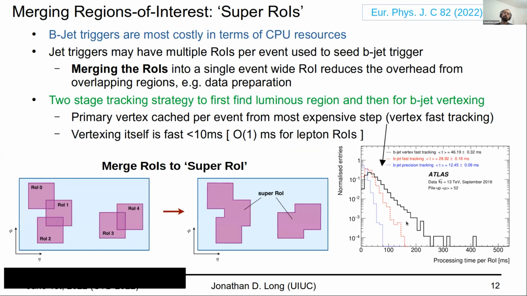One final thing that we do to optimize b-jet triggers, because they're really the most costly in terms of CPU resources, is that for these jetty events, you might have overlapping regions of interest, and we don't want to duplicate work in those overlapping regions. So they're merged together in what we call super ROIs. And then we run tracking all at once in that region together. We also cache the vertex position for the event, so we don't have to keep computing that. That's a relatively expensive step. But then the vertexing itself for b-jets or leptons is quite fast.